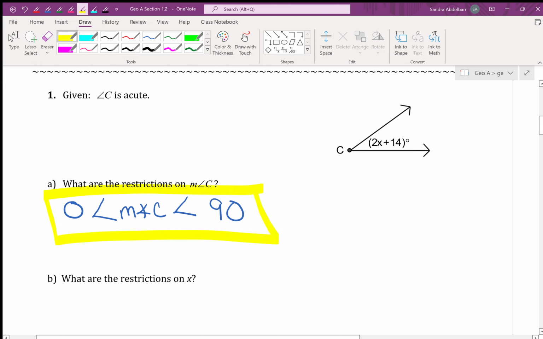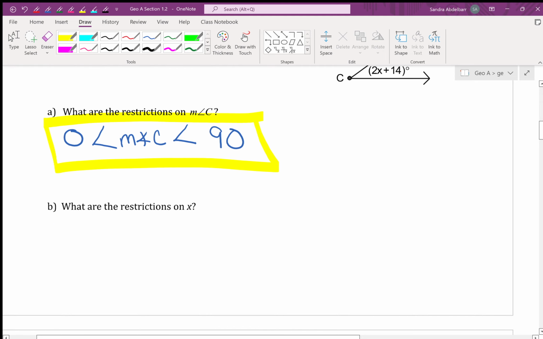Now I'm going to take this a step further. Now it's saying, what are the restrictions on x? All right, well, look at your diagram. Didn't I show you that angle C was represented by 2x plus 14? So now we're going to go into that inequality we just wrote, but instead of the measure of angle C, I'm now going to substitute in the variable expression for it. So it's going to be 0 is less than 2x plus 14, which is less than 90.